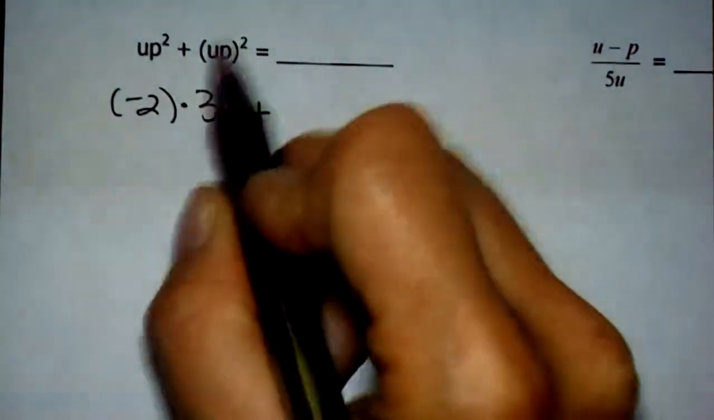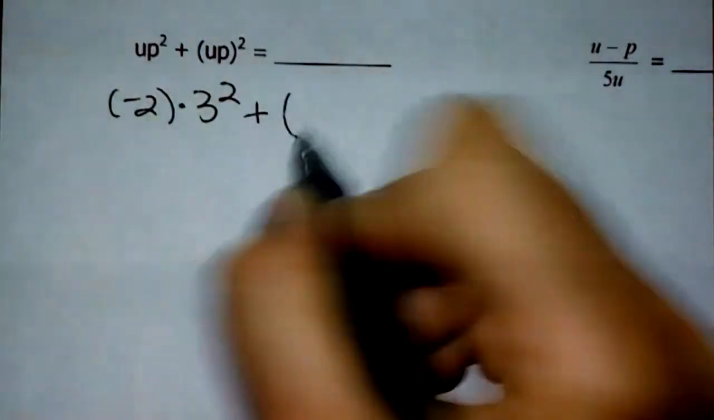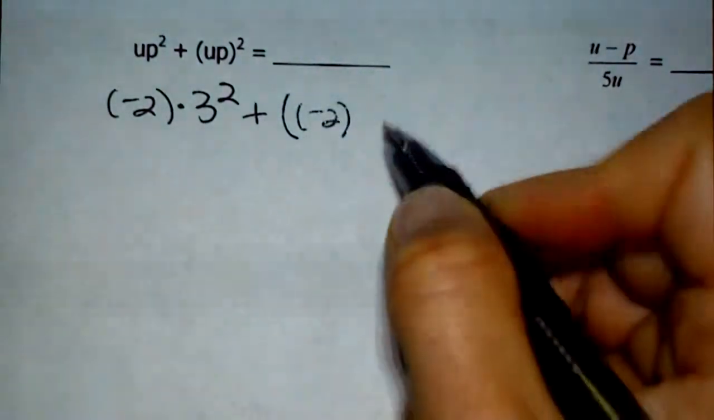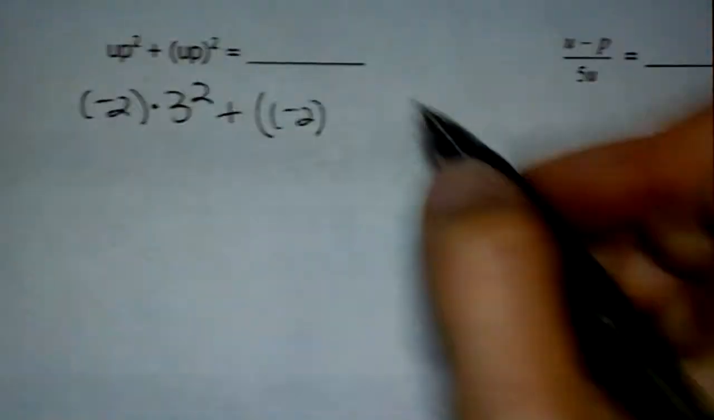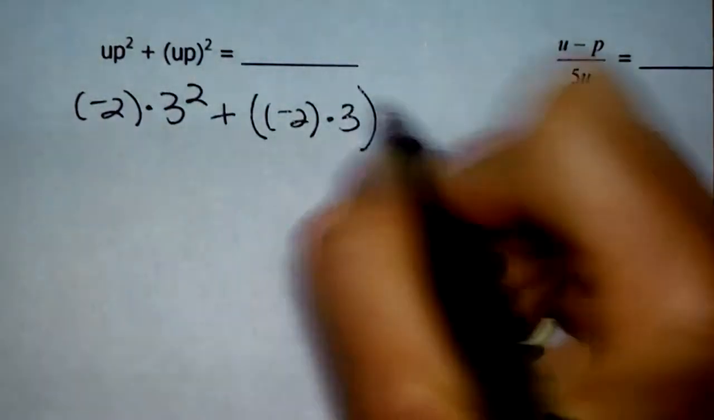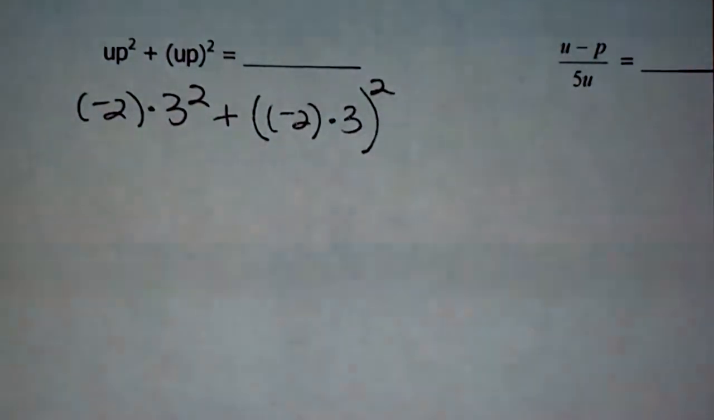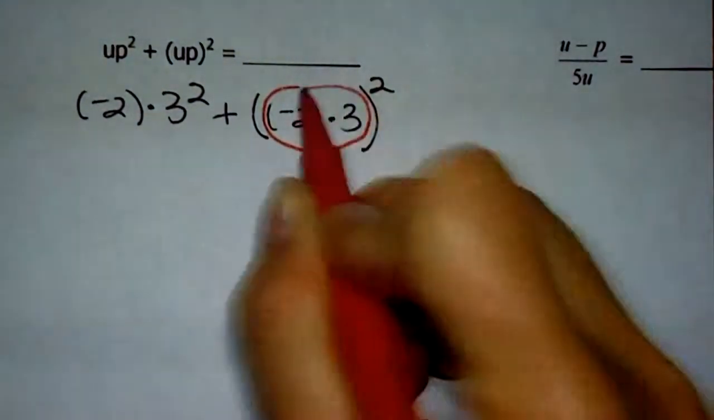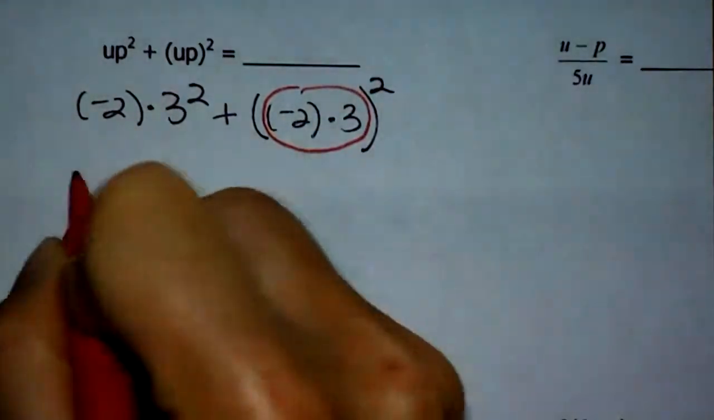Plus, now this UP is in parentheses. So I'm going to open up parentheses. U I'm going to put inside another set of parentheses. I know it looks crazy. And multiply that by 3, and remember that was all together, squared. Okay, I don't see any subtraction that I need to keep, change. I do see something inside parentheses that I need to solve first though. Parentheses happen first, right? So I'm going to rewrite the rest of this.